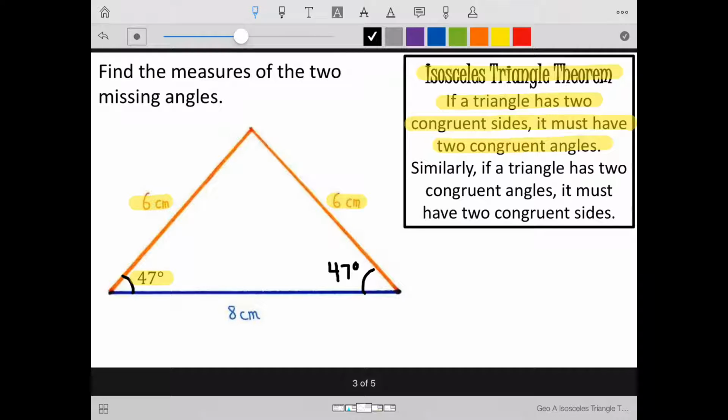And now to find the measure of the third angle, I'm going to use our triangle sum theorem. All three angles in a triangle must add up to 180. So if we work backwards and go 180 minus 47 minus 47, type it in my calculator, we get 86 degrees.